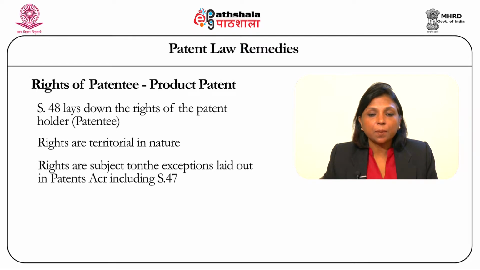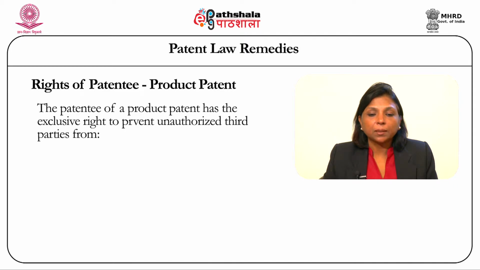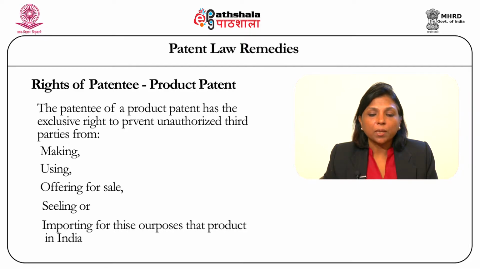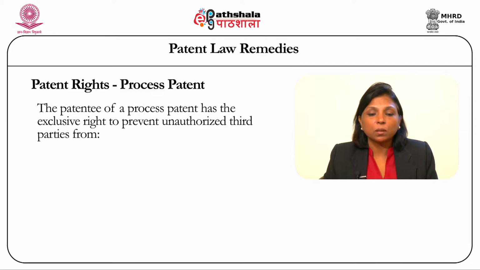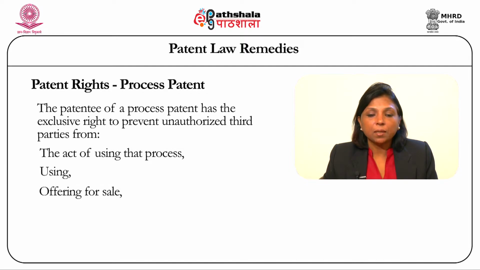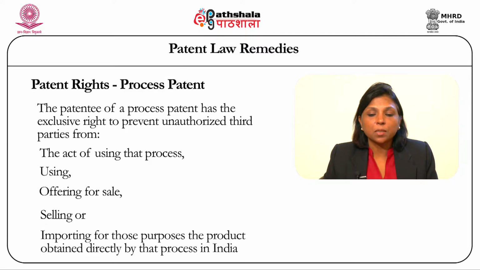The rights are subject to the exceptions laid out in the various sections, including Sections 47 and 49 of the Patents Act. The patentee of a product patent has the exclusive right to prevent unauthorized third parties from making, using, offering for sale, selling or importing for those purposes that particular product into India. Similarly, the right of a patent owner for a process patent is the right to exclude an unauthorized third party from the act of using, offering for sale, selling or importing for those purposes the products obtained directly by that process into India.